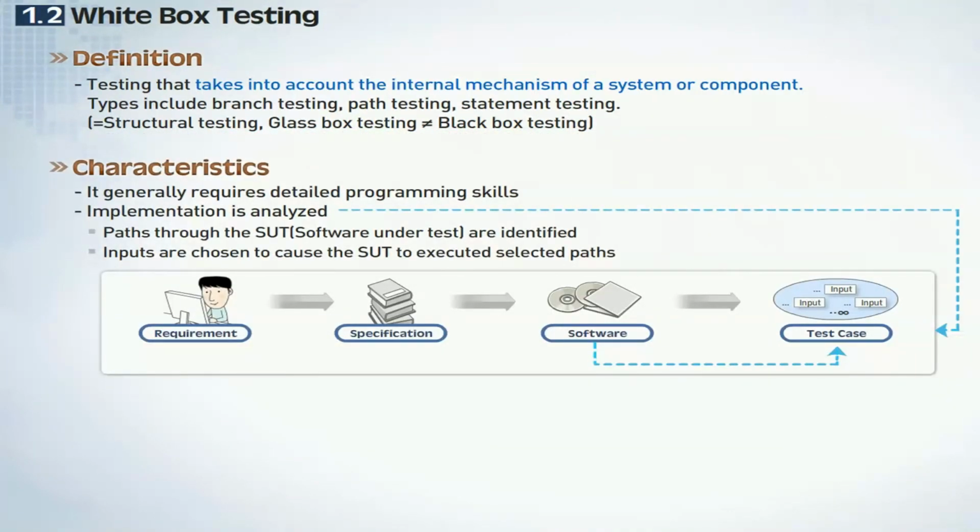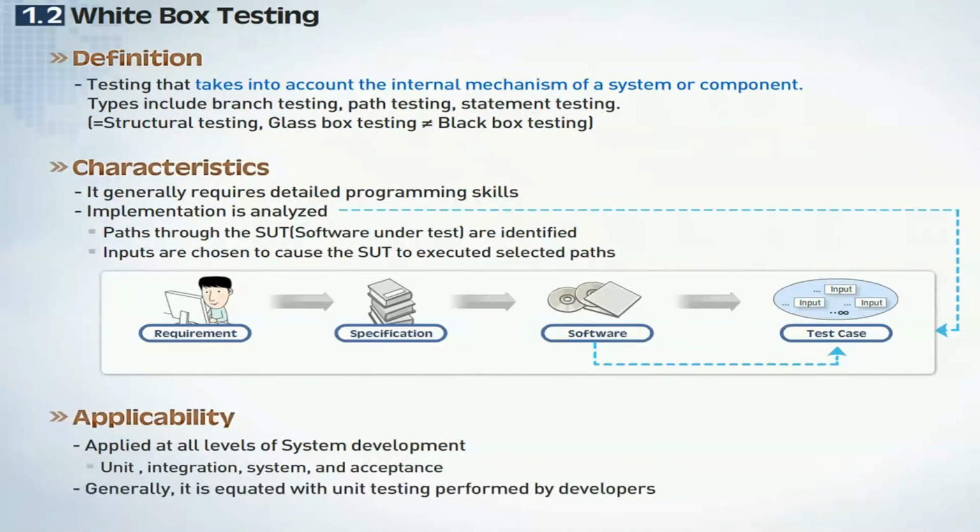Test cases can be deducted based on found execution paths of programs recognized through systems analysis and input values for executing certain paths. Like the black box testing, white box testing can be applied at all levels of system development, and developer oneself knows the execution paths and structures of test target program best, so it can be used for unit testing that is conducted by the developer.